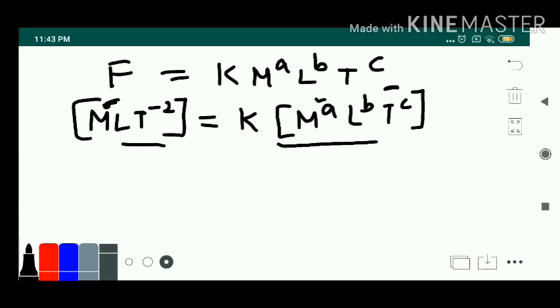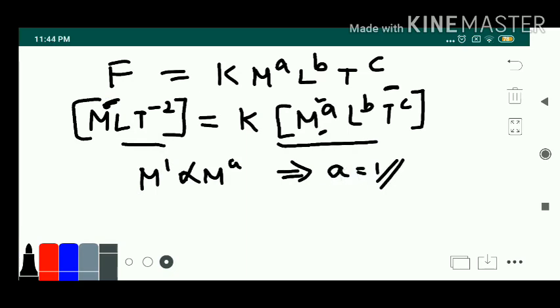That means the m quantity here, m is raised to 1, and here it is m raised to a. That means, or I can say proportional, right? That means a's value should be equal to 1. You are equating the similar terms.